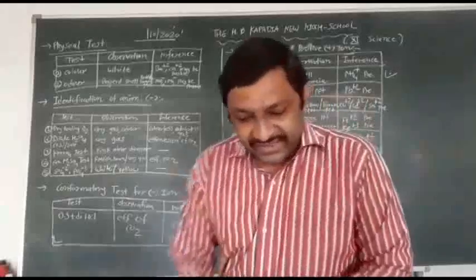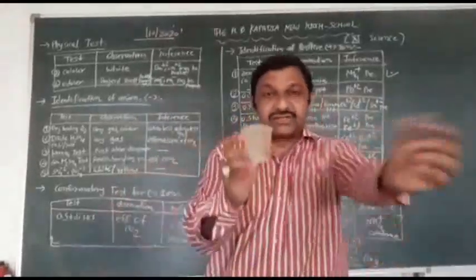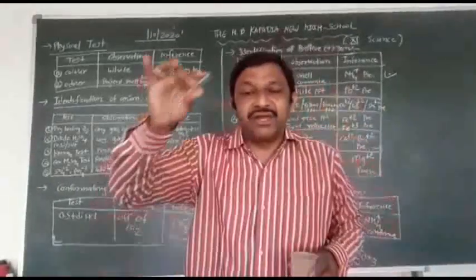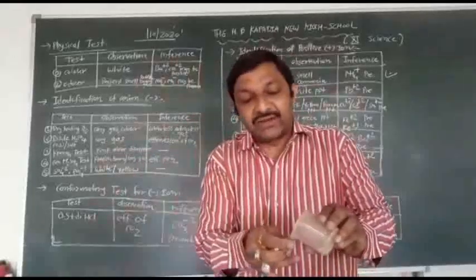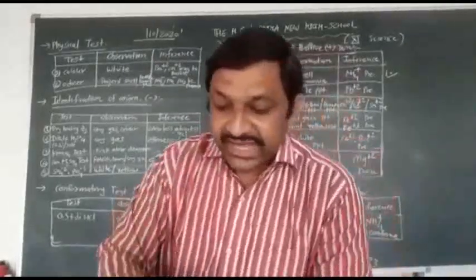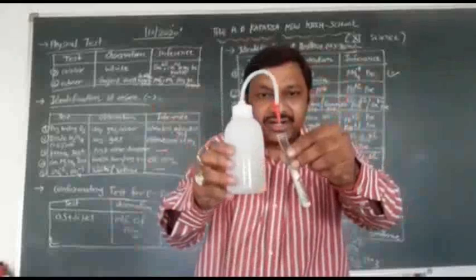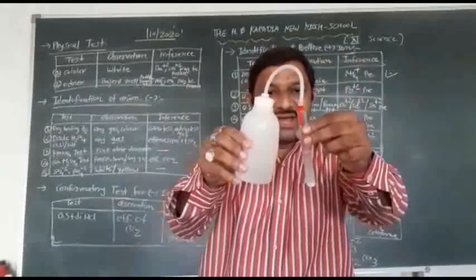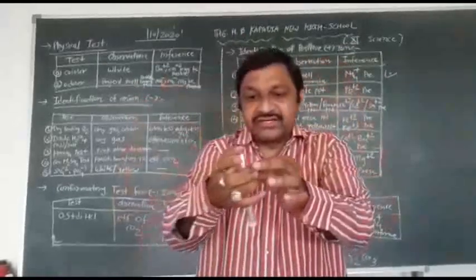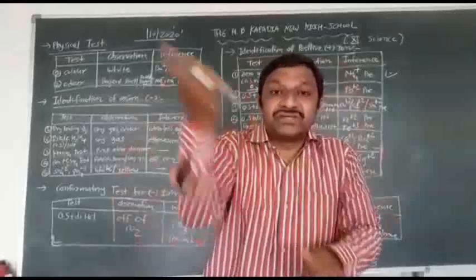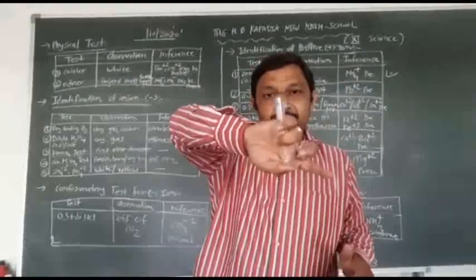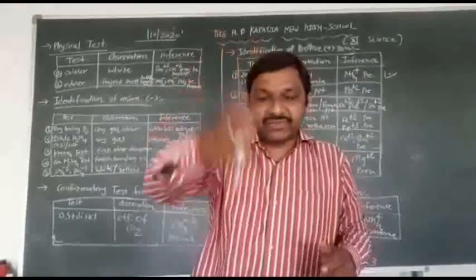Now in the practical, first we will prepare the original solution. Here is my empty test tube. I will take ammonium carbonate in my test tube. Then I will add distilled water and make my original solution. So here is your original ammonium carbonate solution. Clear? So here is your ammonium carbonate solution.